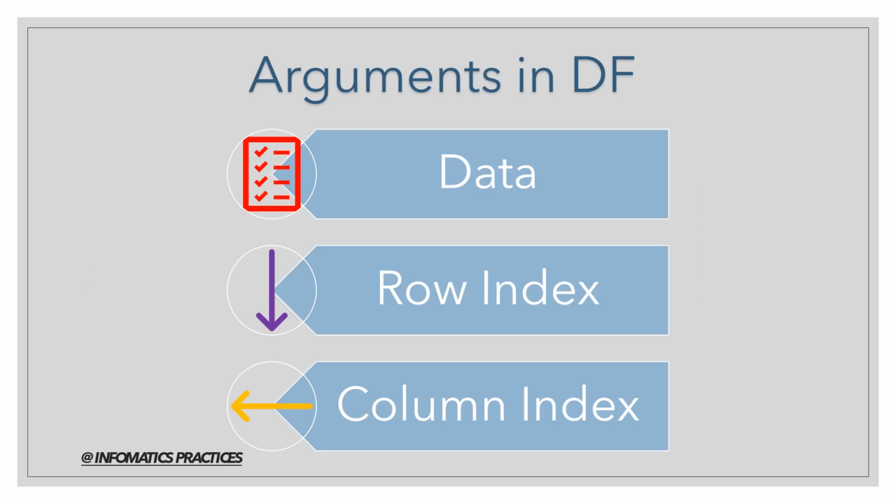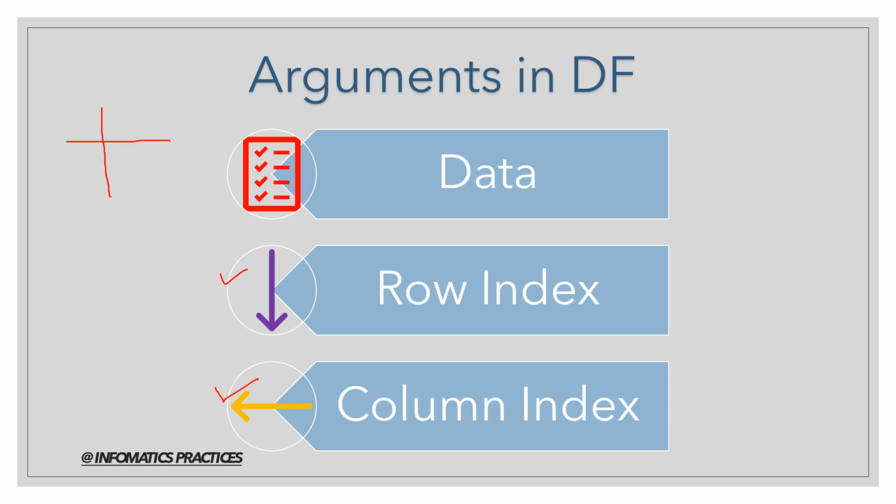Now what are the three arguments which the data frame can contain in its statement? First the data, it could be list, nested list, dictionary, etc. Then there is a row index designated with index equals to, and then column index designated with columns equals to.